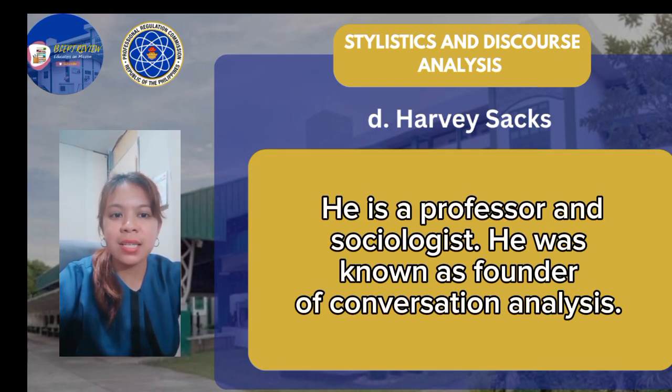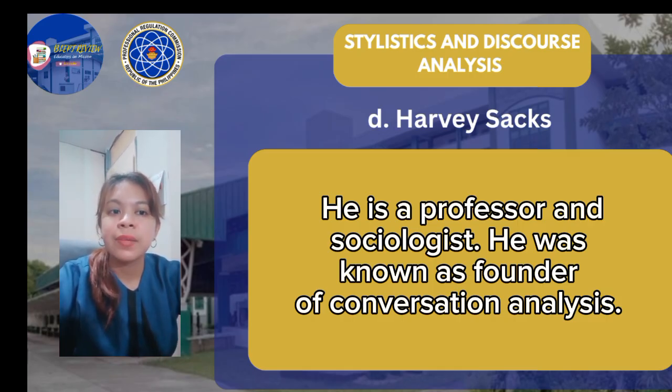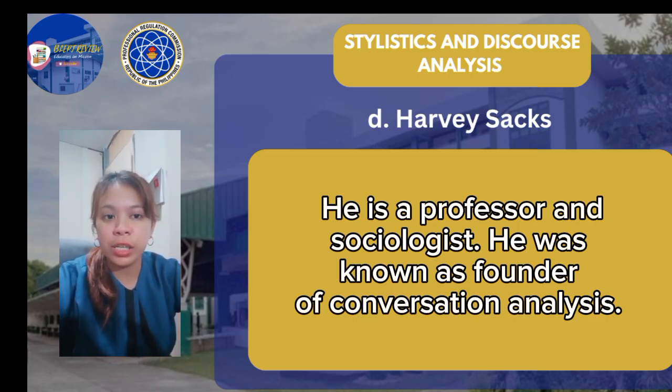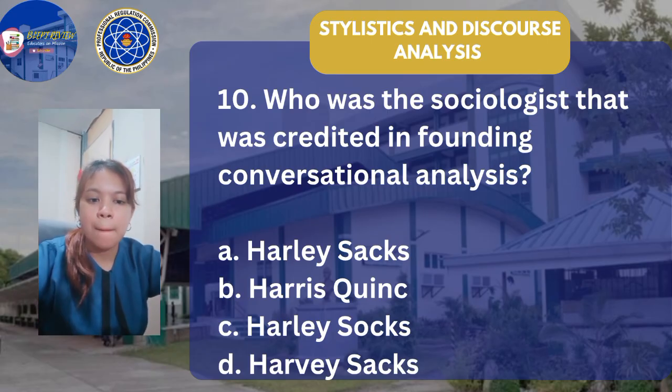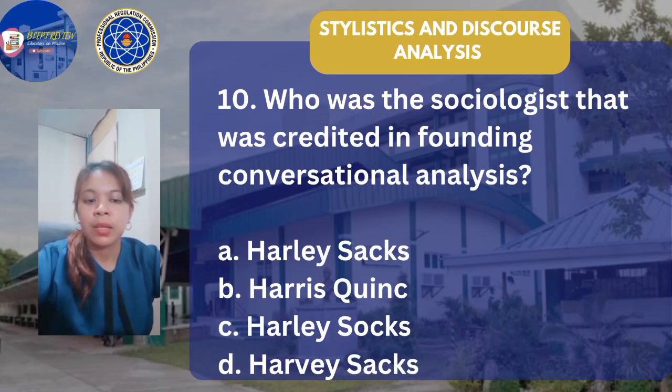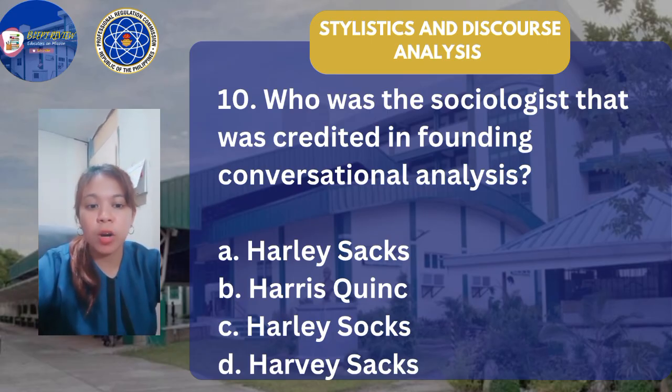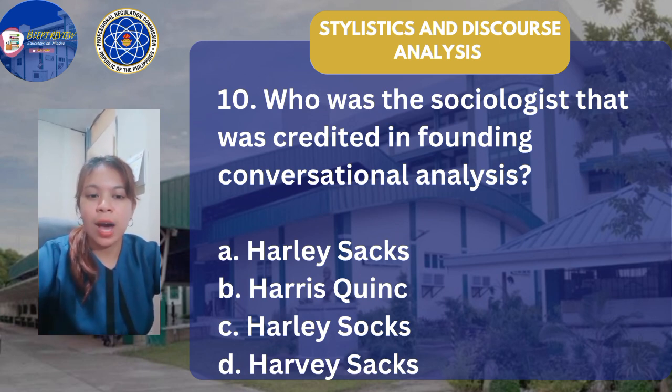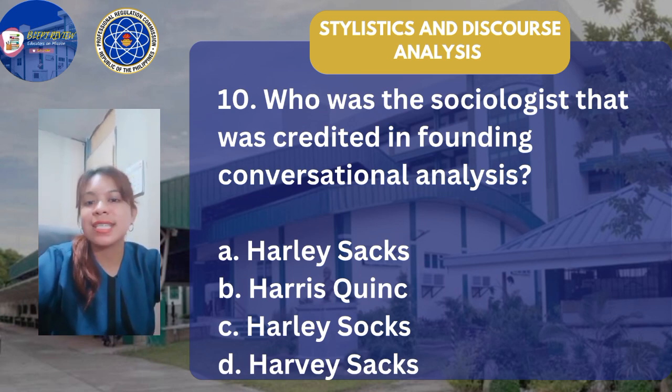Harvey Sachs is a professor of anthropology and sociology at the University of California. Letters A, B, and C are incorrect. The other options are misspellings or incorrect names. That's why the correct answer in this question is letter D.